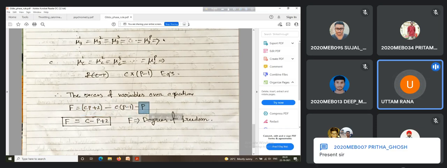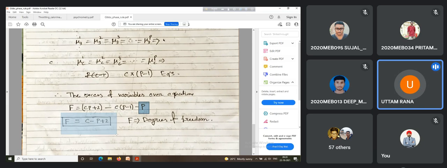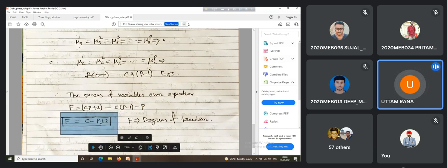So this comes from your chemical potential equality. This comes from the mass fraction constraints. So what is remaining here is F equal to C minus P plus 2. So if F is equal to C minus P plus 2, this F basically gives the excess variables that need to be specified to fix the state. Have you got this point? So that's why it is called degree of freedom of the system.